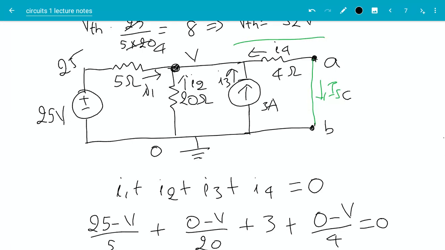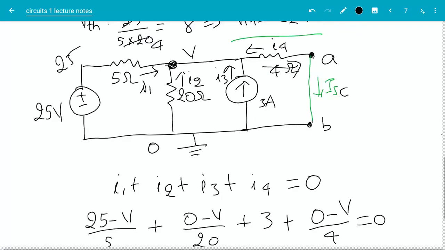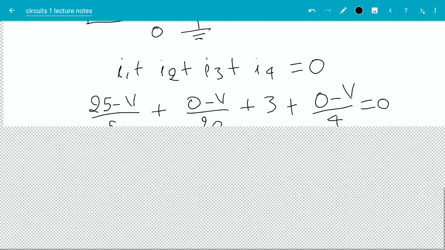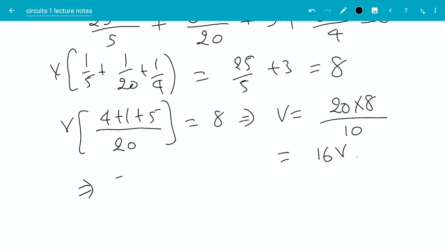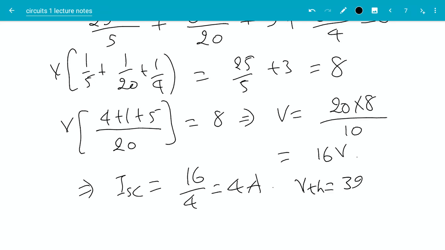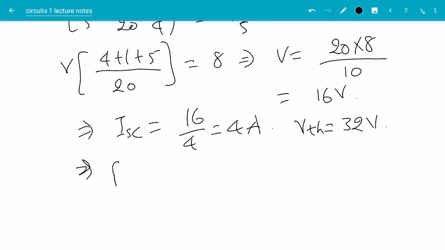Then you can see I_SC, the short circuit current, would be the current flowing through the 4 ohm resistor from left to right, right? So that will be (V minus 0) divided by 4. So that means my I_SC is equal to 16 divided by 4. That will be 4 amps. Okay, and my V_TH is equal to 32 volts. This implies my R Thevenin is equal to 32 divided by 4, which is 8 ohms.